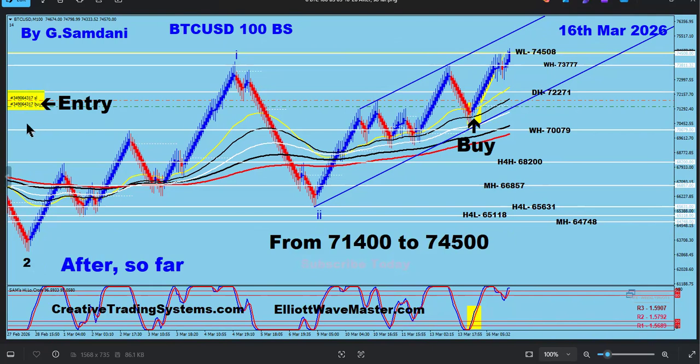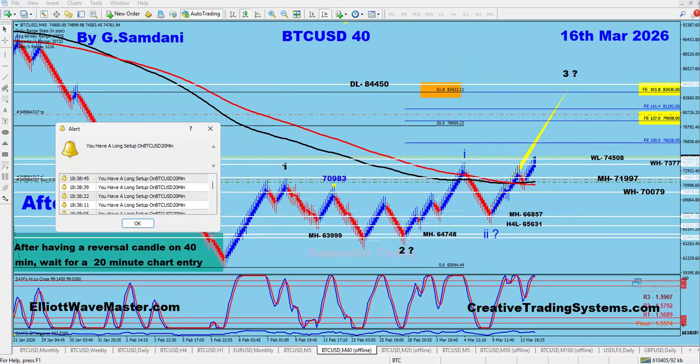You can see here that the SL moved to break even plus, and then all the way from here to here it's almost 3,100 pips or points, whatever you call it. In Bitcoin it's different, right? But it went up from 71,400 to 74,500. Let me see where it is right now. It is right here, and it looks like it's going to go even up.